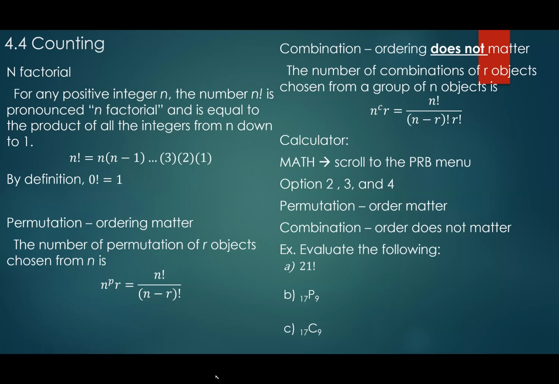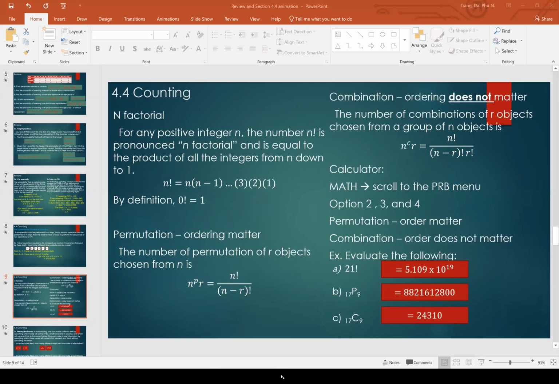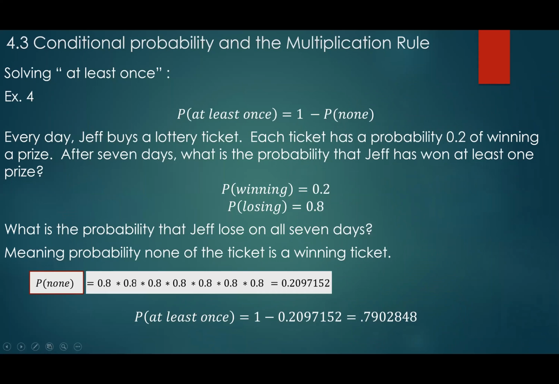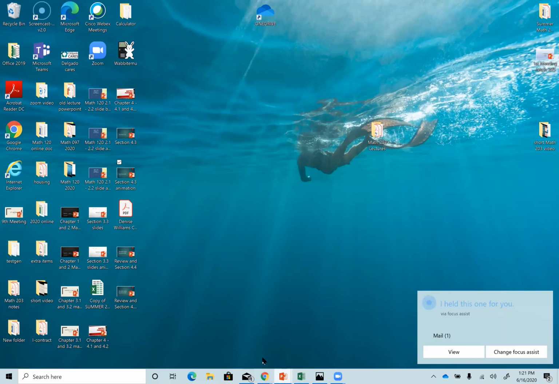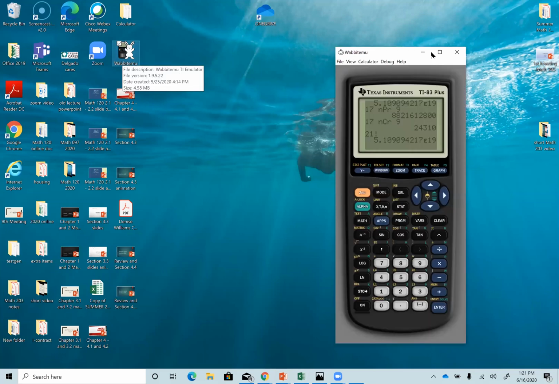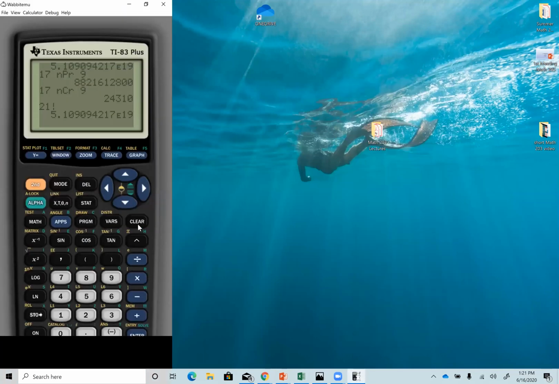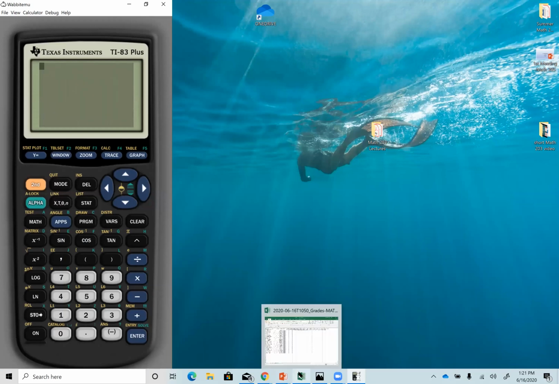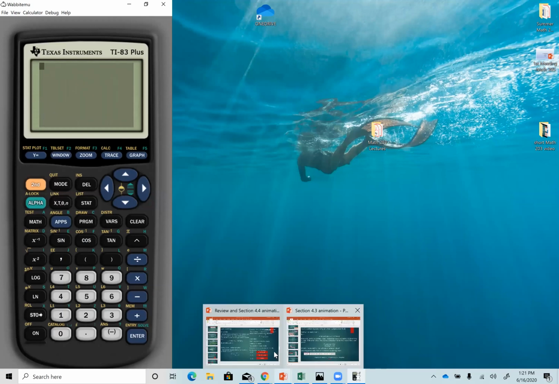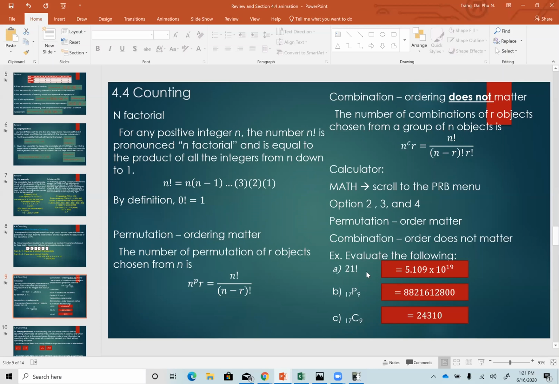So let's say I ask you this on the test. If you were to have this question on your test, and they ask you to calculate or evaluate this, 21 factorial.